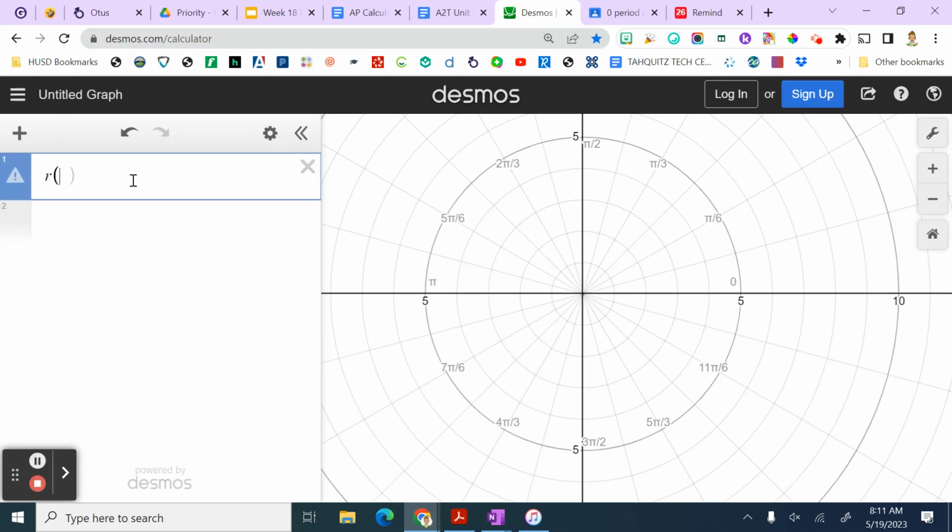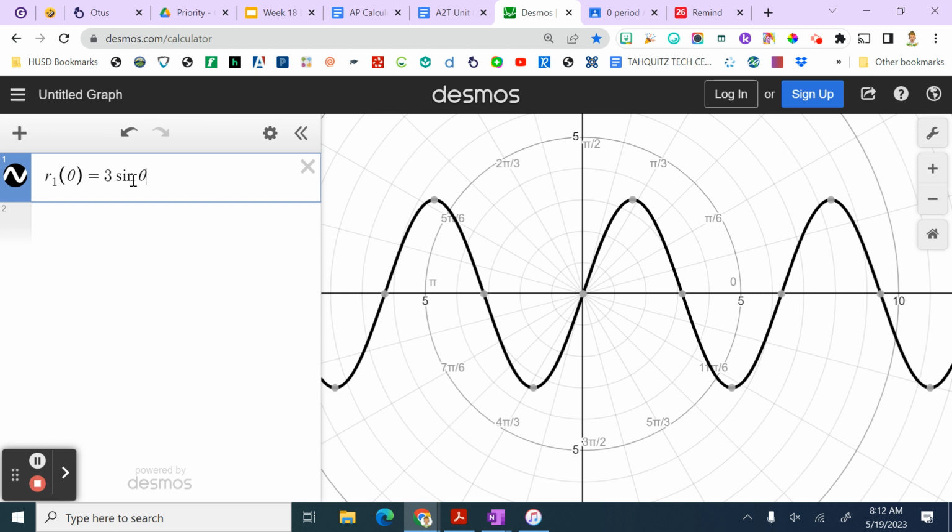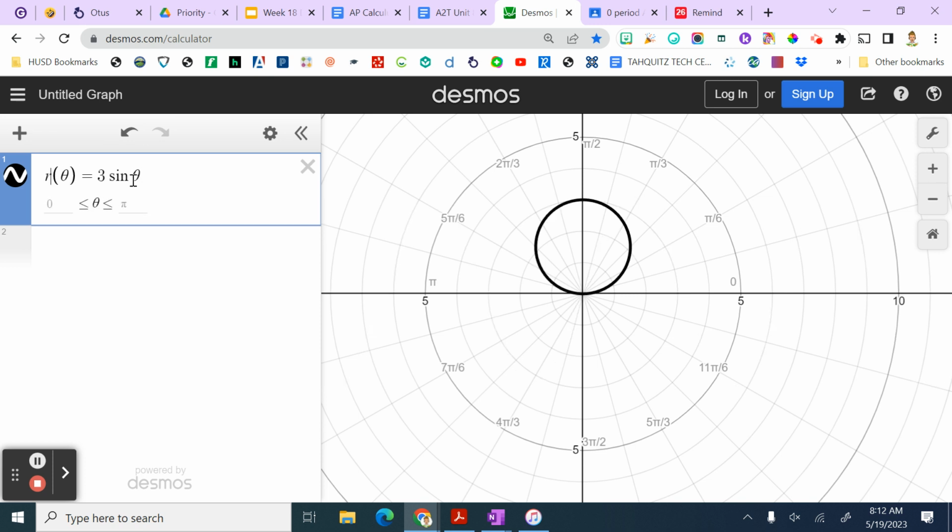So let's do r of theta. I'm going to do a subscript, r sub 1 of theta. To do a subscript, all I did was hit shift and the underscore key next to the 0, so I can do two different equations. R sub 1 of theta equals 3 sine theta. Why didn't it do it in polar? Oh, because I did the subscript. Never mind, don't do the subscript. There we go, now it's in polar.